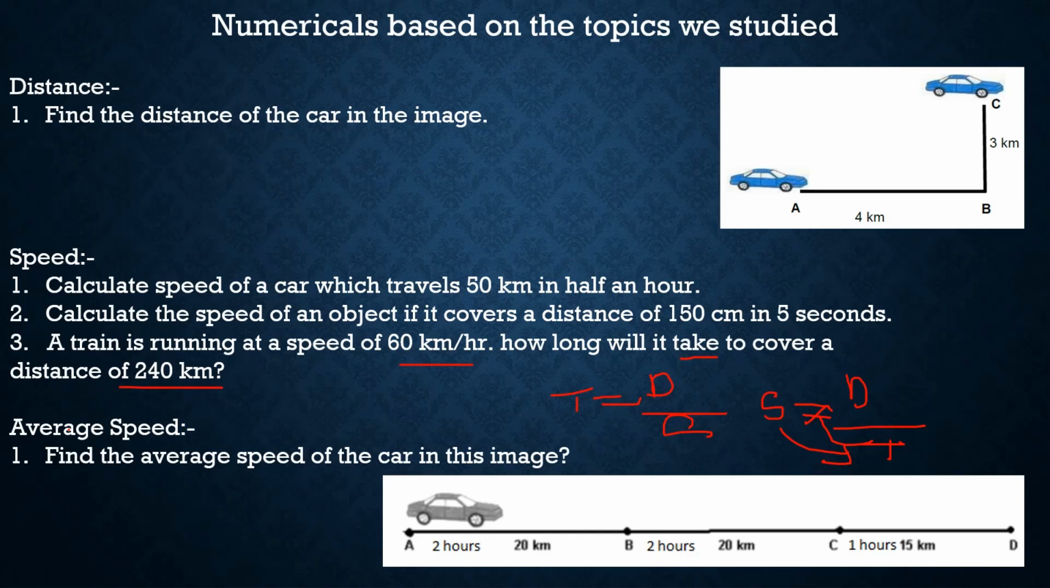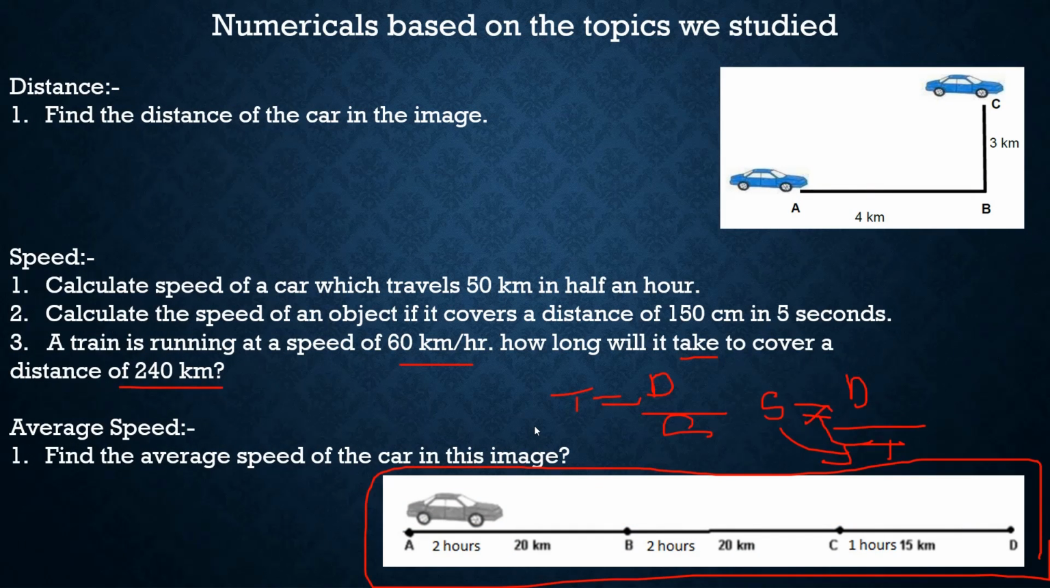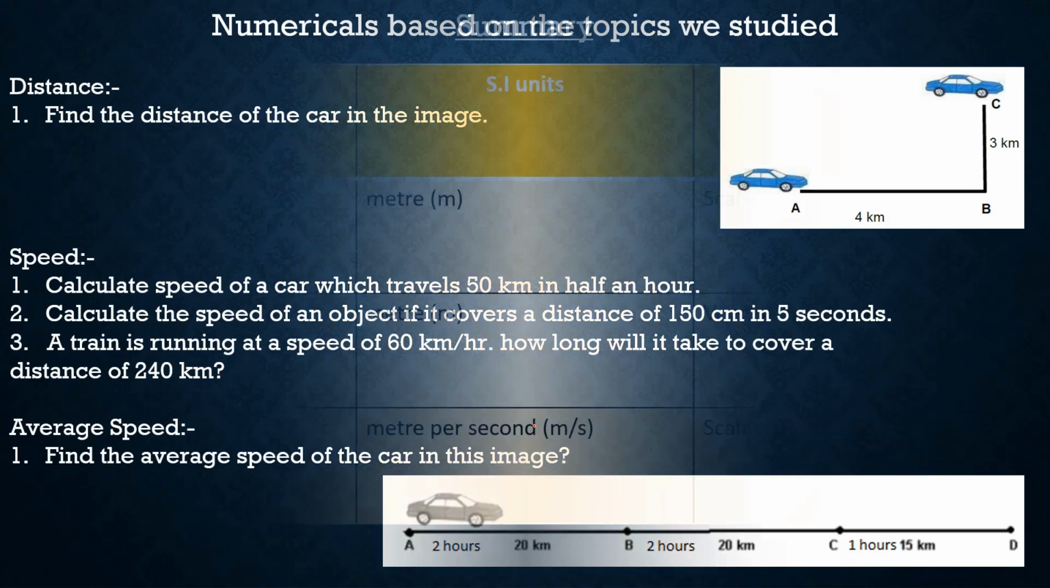Now let's see questions on average speed. Again, it's a picture-based question. If you see the picture over here, you have to find the average speed of this car. And that's all, only 5 questions for this video, but there will be more questions in further videos. Now let's do a quick summary.